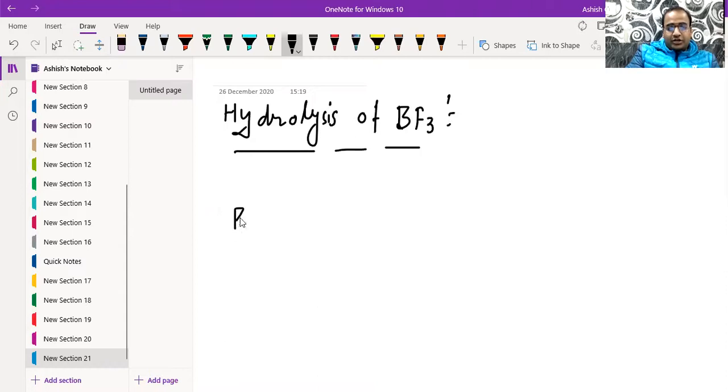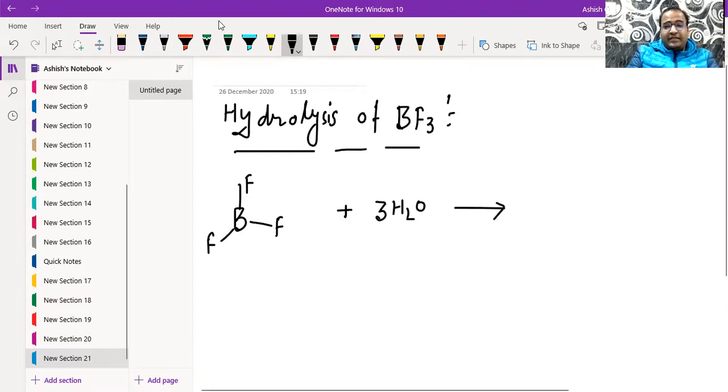What is the structure of BF3? Yes, this is the structure of BF3. It is trigonal planar in shape. When it is reacted with water molecule, as we know, fluorine is more electronegative than boron. So there will be a delta positive charge on the boron atom, and for the element having the delta positive charge, we write the oxo acid of that particular element, right?